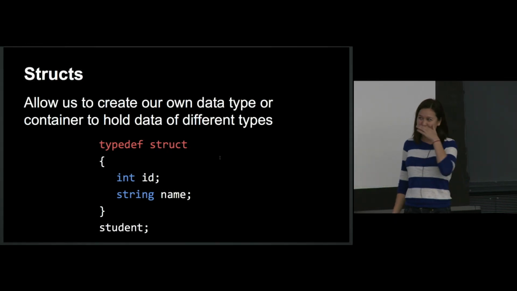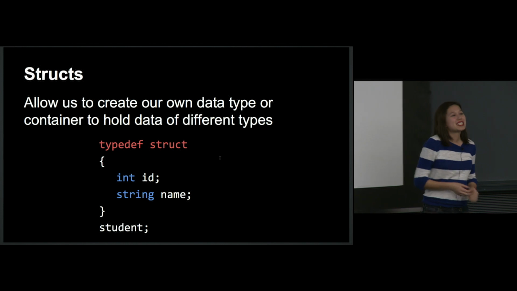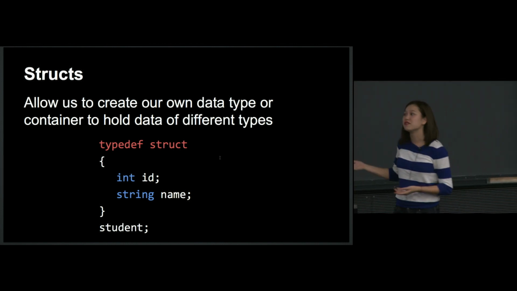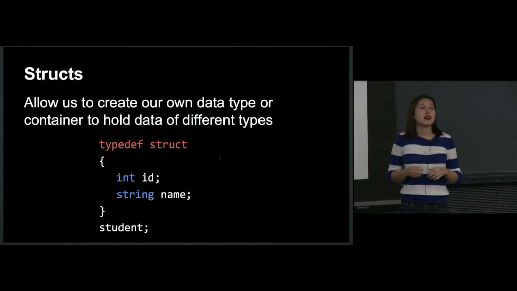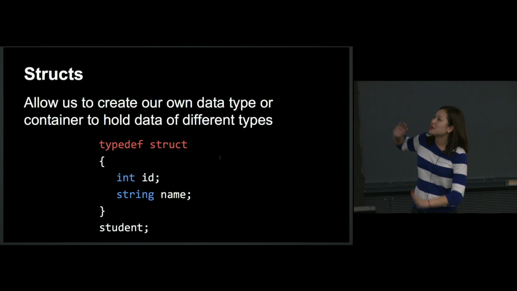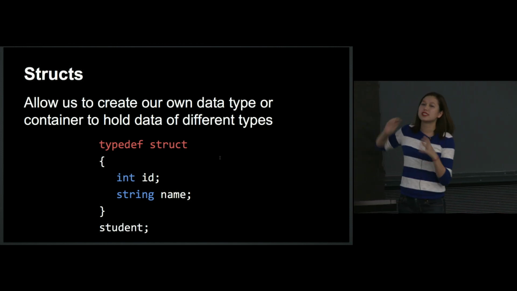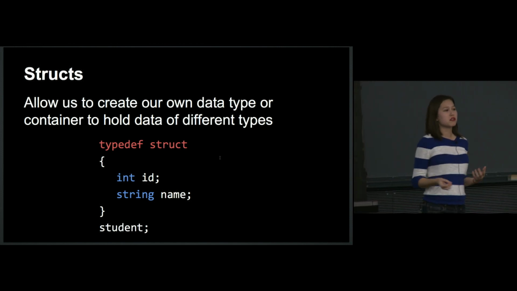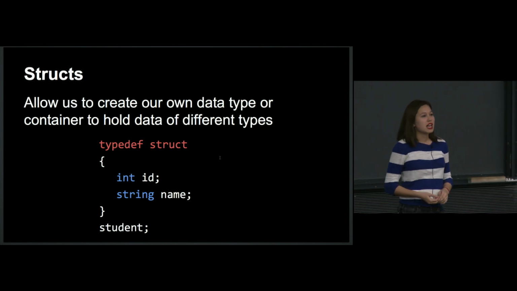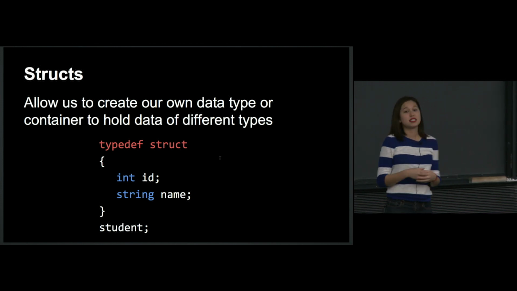Okay, so structs. Basically, structs allow you to create your own data type. So much like an int or a char or a float, it's just another type. I like to think of it as create your own data type. So it allows you to do that, and it holds different types of data. So if you remember, in an array, we can only hold things of similar type. Structs allow us to hold multiple things of different types.